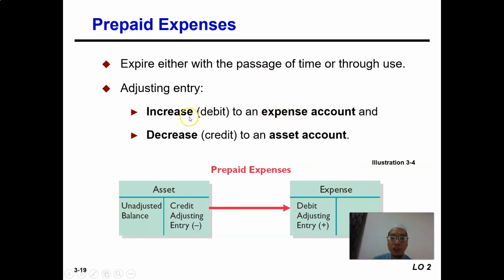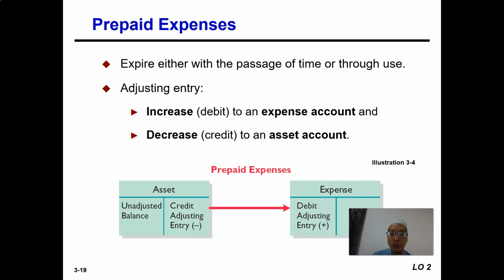Therefore, the adjusting entry is to increase or debit an expense account. And because the insurance has expired, you no longer expect to receive benefit from that insurance you have paid. Therefore, you need to decrease the asset account. Like I said, an asset account is something that you expect to receive benefit from in the future, but now the time is up, you are not expecting to receive any more benefit from the insurance that you have paid. Therefore, you need to decrease your asset account.